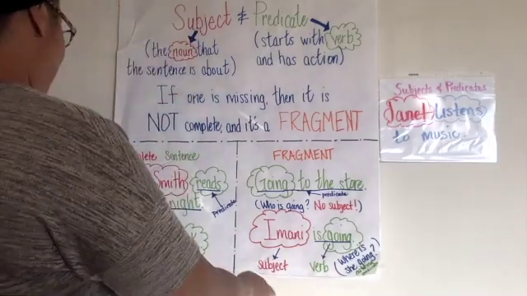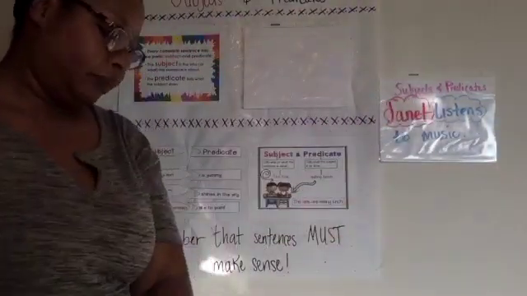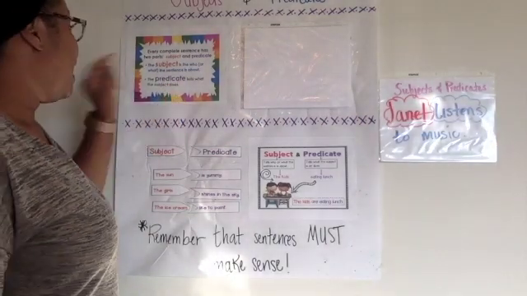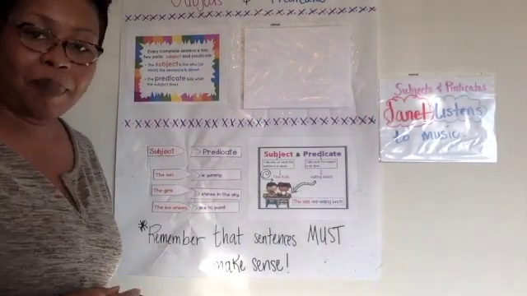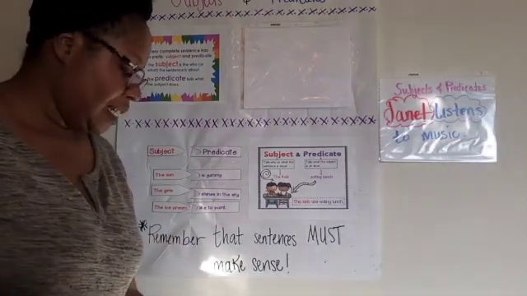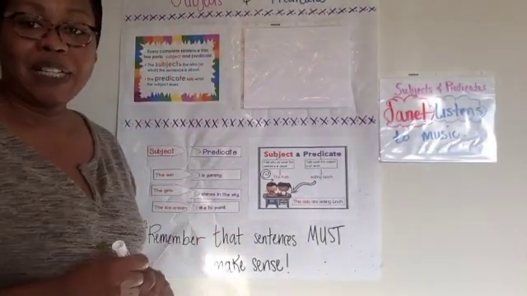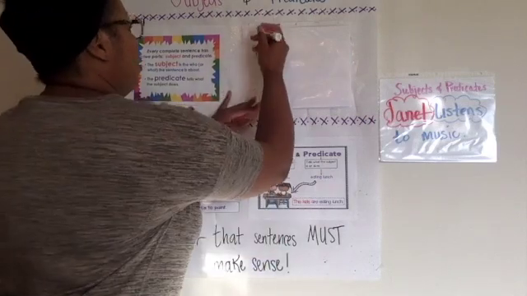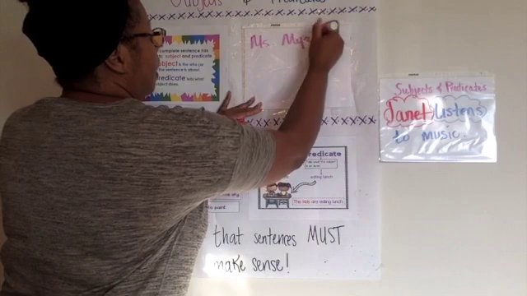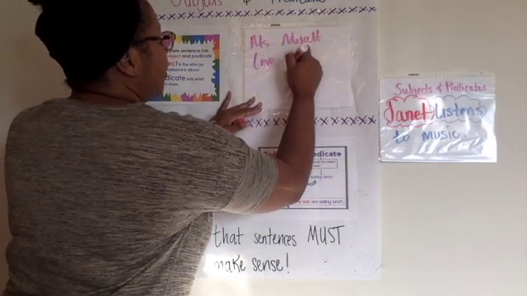So now let's look at some more examples. As a reminder, the subject is what or who the sentence is about. The predicate tells what that subject is doing. It is the action part of that sentence. So let's write some examples. Miss Maya loves reading.